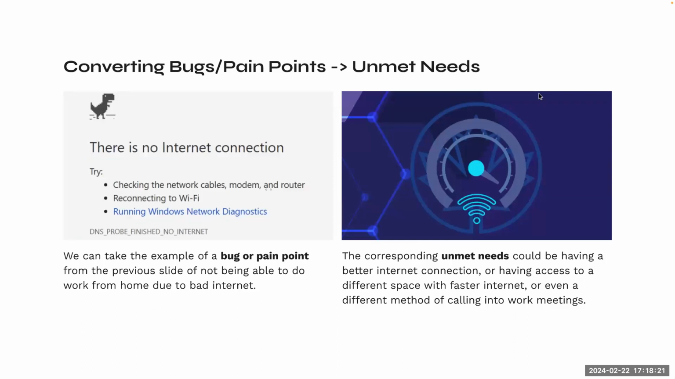So how do we take these bugs and go from there? For example, with this bug of not having internet, not being able to work from home, we can try to understand that and think of some solutions to this unmet need. So what could solve this? Getting a better internet connection, finding a different space with an internet connection, or maybe there's an alternate way this user can call into meetings without needing Wi-Fi.